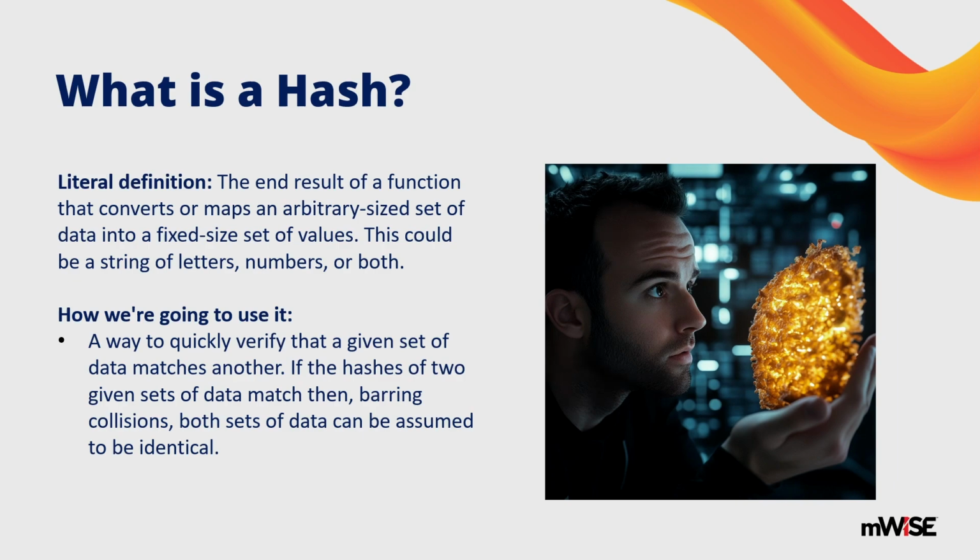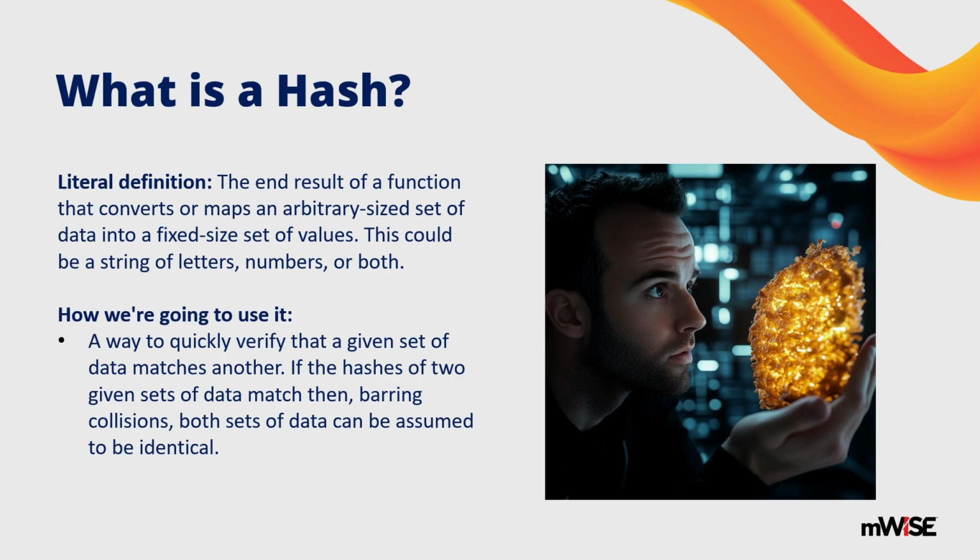What is a hash? The literal definition is the end result of a function that converts or maps an arbitrary size set of data into a fixed size set of values, and I can already see some of you falling asleep. What that actually means is that it's a way to turn a big amount of data into a unique set of data that we can then use. And how do we use that? Well, you can use it for checksums, randomization, a number of different ways.